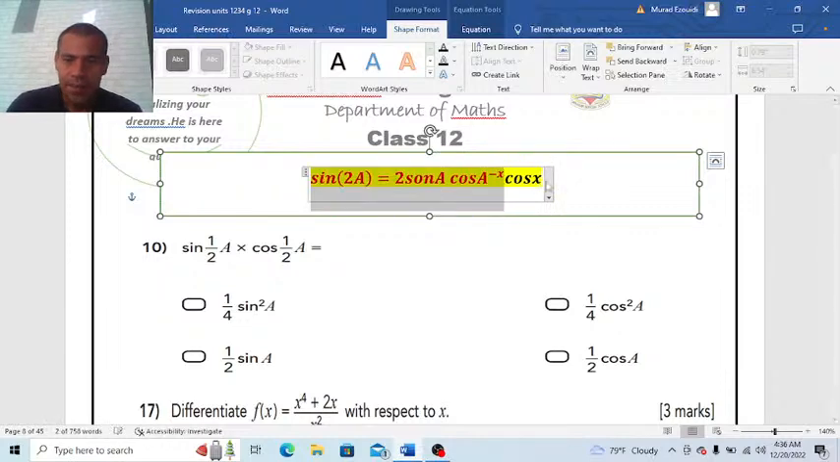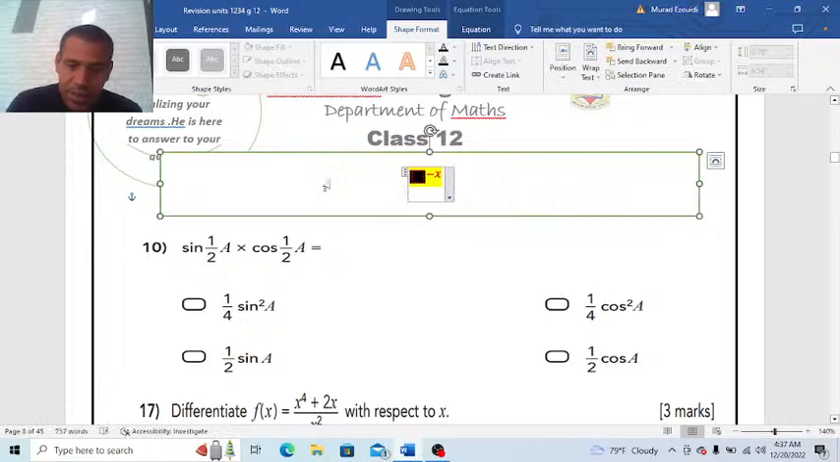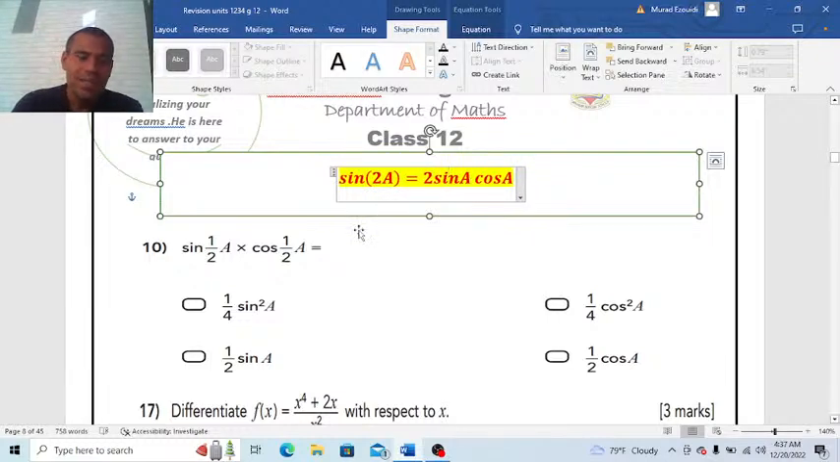You are going to use this one, learners. Two sine, cosine. But here you see sine 1 over 2a means sine of a divided by 2, means sine half of a.